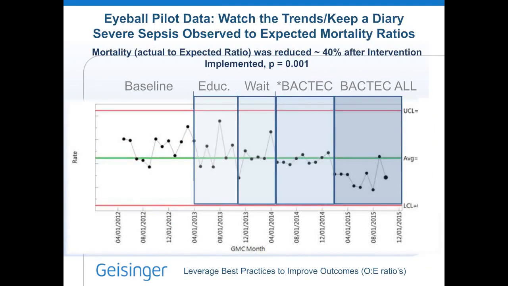The first place I start when I'm looking at whether we're seeing effects is a simple eyeball of data. I just eyeball this data over time, and this actually depicts what happened with our BACTEC implementation. With our mortality, our observed to expected ratio over this time period was reduced by about 40%, and it was statistically significant. But I didn't know that at the beginning.